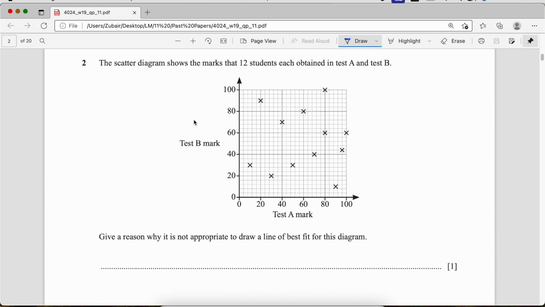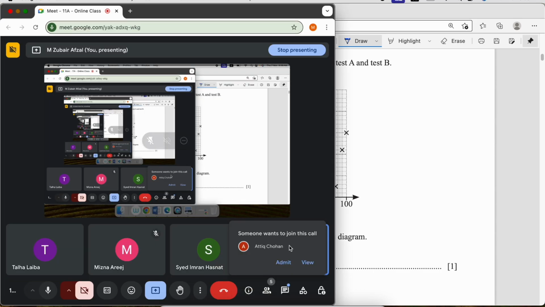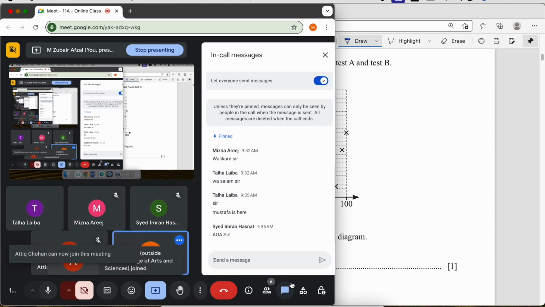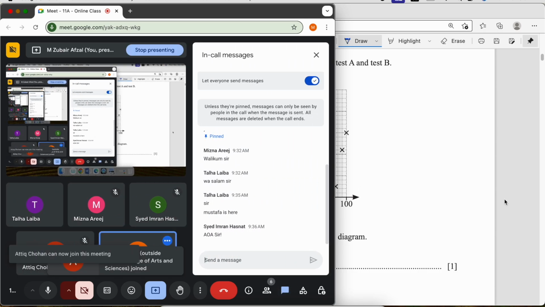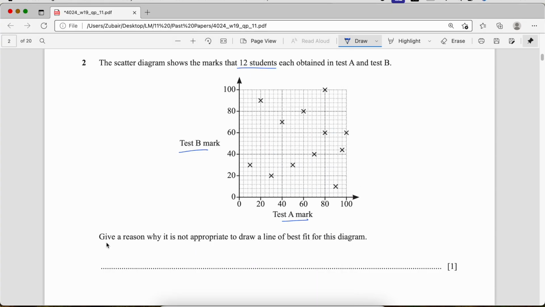Number 2 says the scatter diagram shows marks that 12 students each obtained in test A and test B. So this is test A, this is test B. Give a reason why it is not appropriate to draw a straight line. Because it shows no trend.